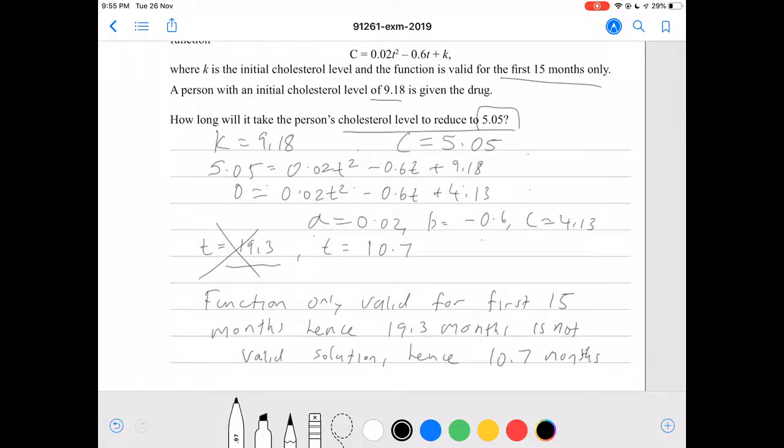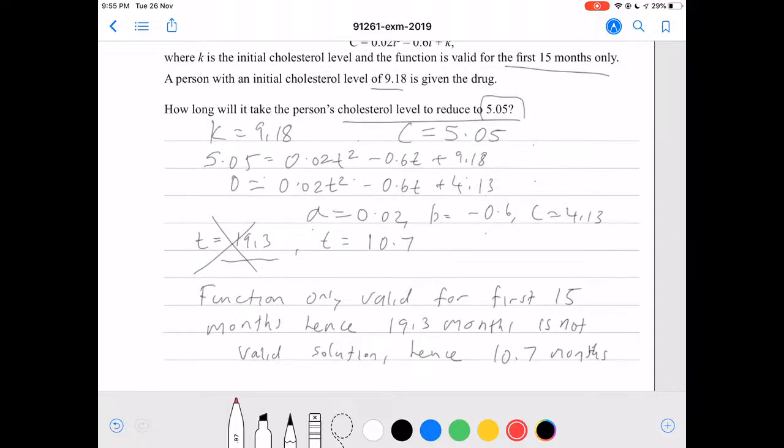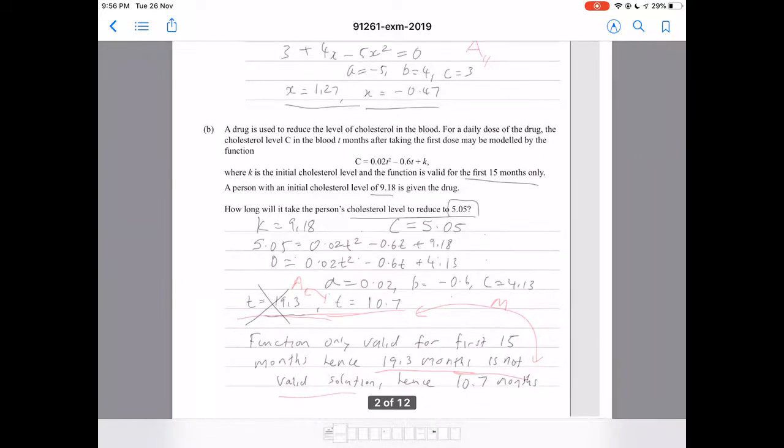Alright, so for this question, I'm thinking that a merit grade is available, given that you find your t value equals 10.7, and you stated that 19.3 is not a valid solution because the function is only valid for the first 15 months. And to get an achieved, you're possibly just solving for t, both of these values of t. Should be something roughly like that for this question.